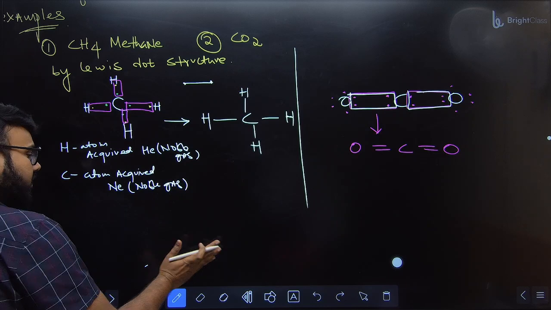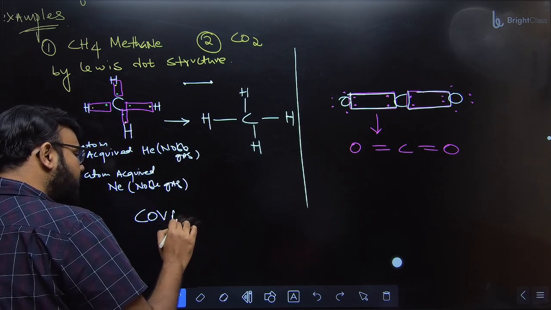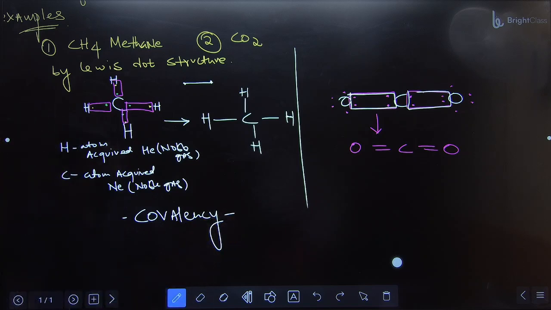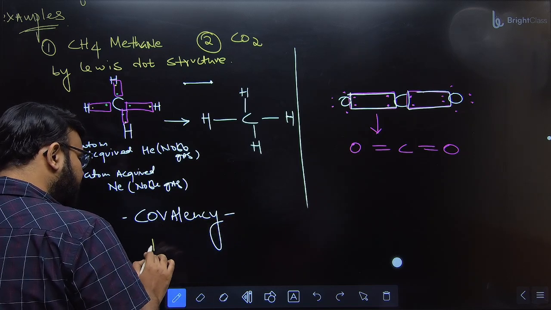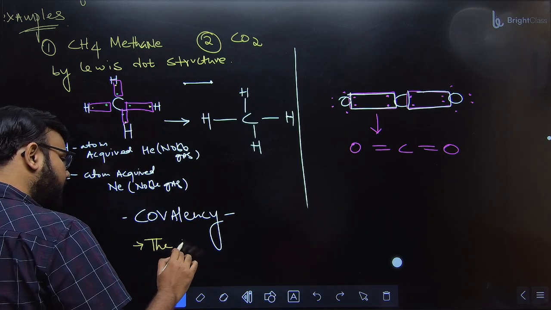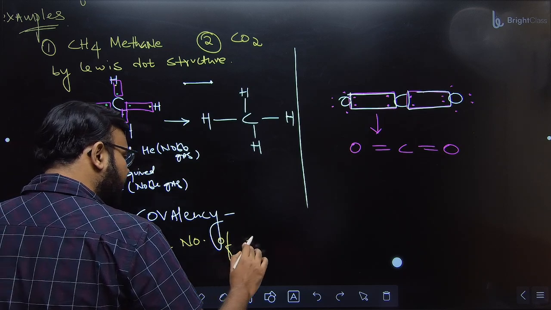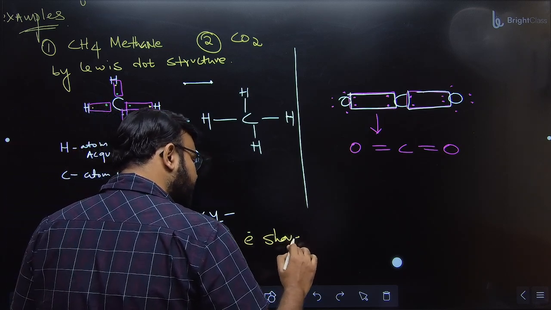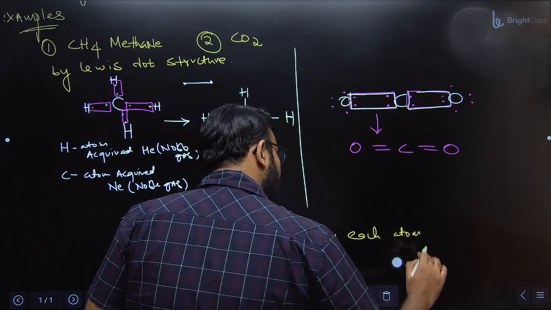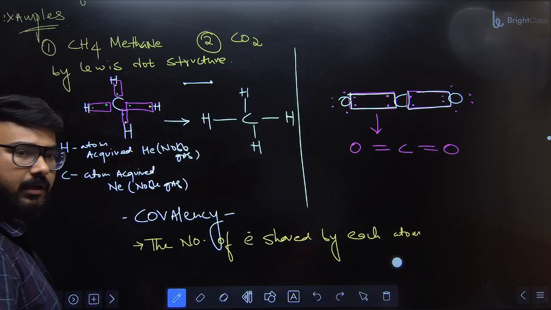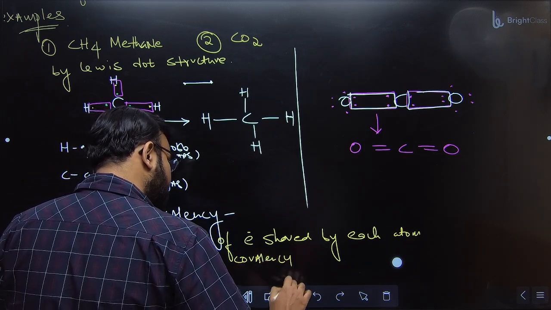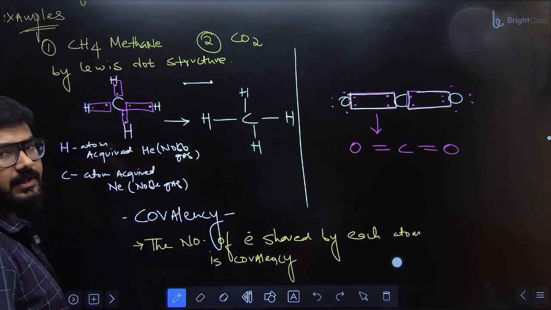Now you need to learn something called covalency. Write down what you will be learning now. What is covalency? The number of electrons shared by each atom. The number of electrons shared by each atom is covalency. Did you all understand the meaning of covalency?